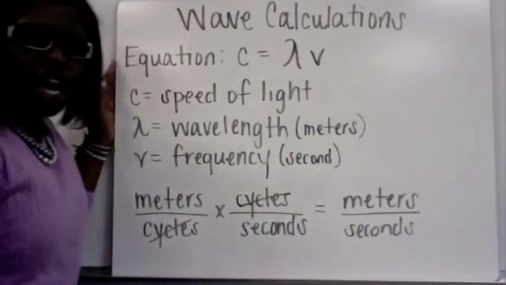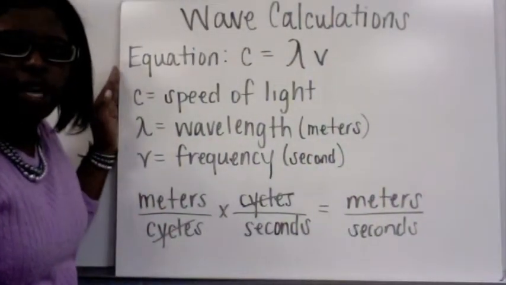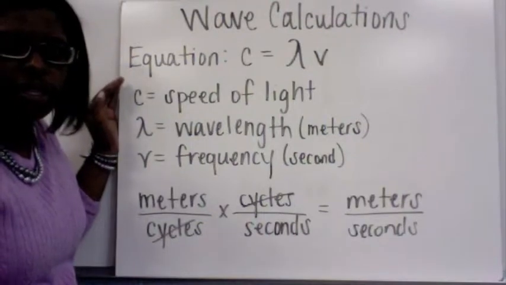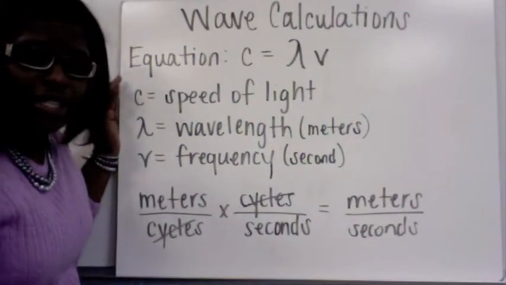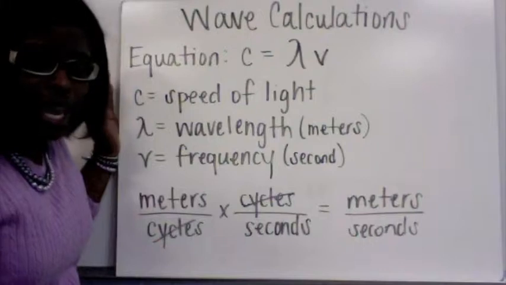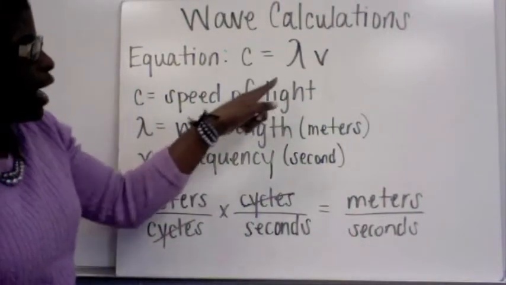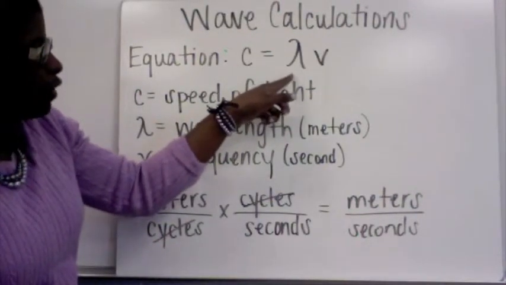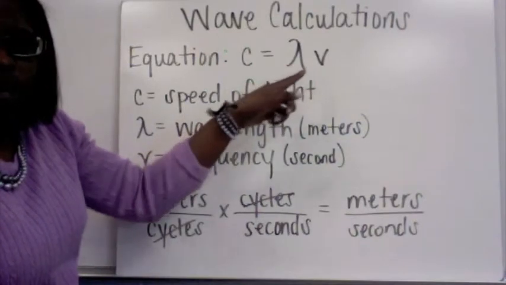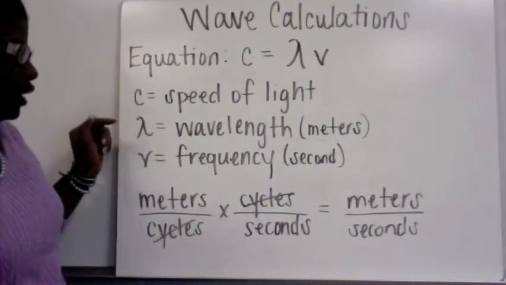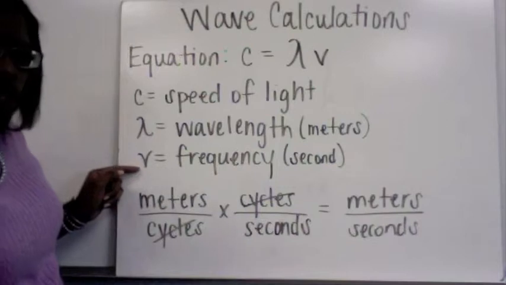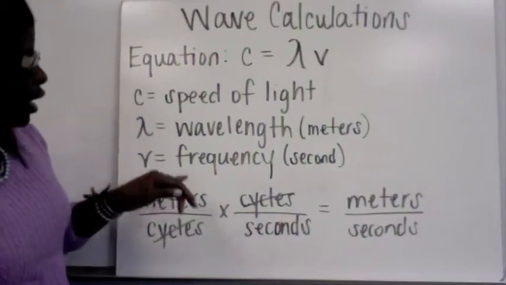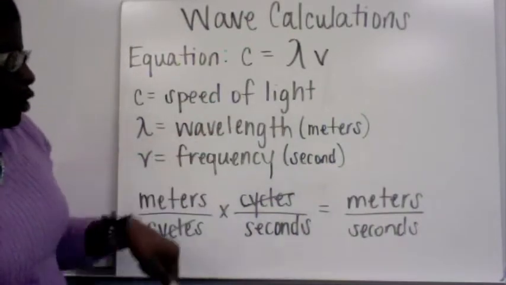And then we have our wave calculations here. In order to calculate a wave, you must know the speed of light, which, if I'm not mistaken, is 2.99 times 10 to the 8th power. And then you have your equivalency of wavelength multiplied by frequency. Remember, the wavelength is the symbol lambda, and frequency is the lowercase v. And speed of light is measured in meters per second.